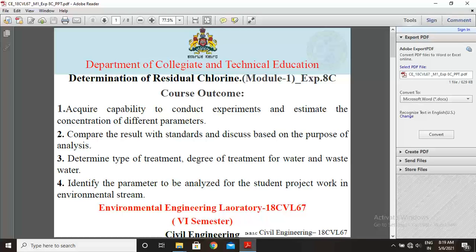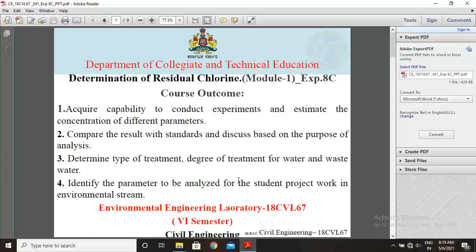Course outcomes: acquire capability to conduct experiments and estimate the concentration of different parameters. Compare the results with standards and discuss based on the purpose of analysis. Determine the type of treatment and degree of treatment for water and wastewater. Identify the parameter to be analyzed for the student project work in the environmental stream.